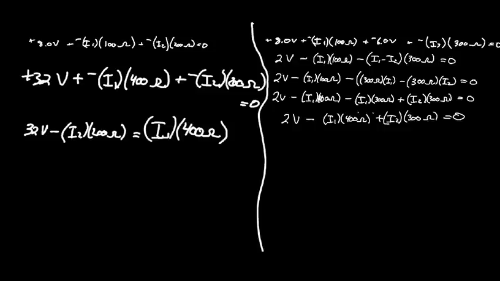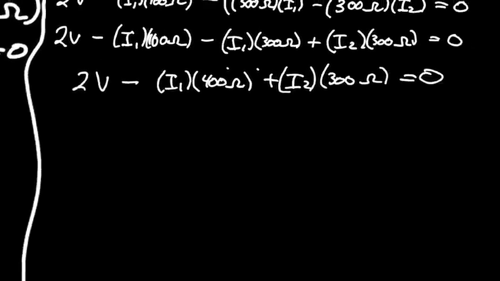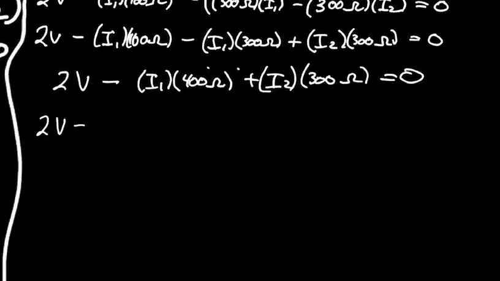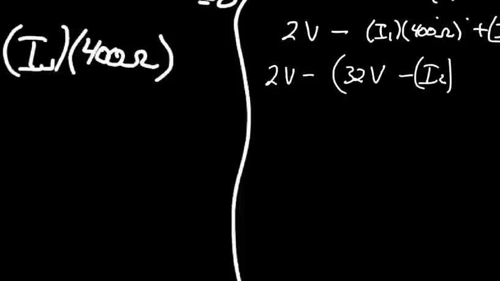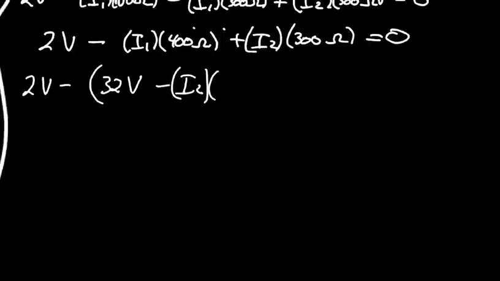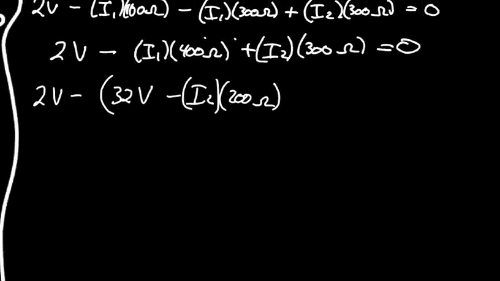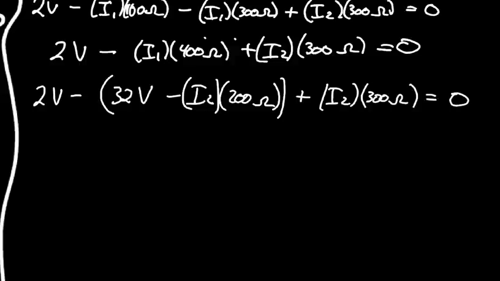Okay, and then on the right side I have I1 times 400 ohms in there. I'm going to replace that with 32 minus I2 times 200. So 2 volts minus 32 volts minus I2 times, I already forgot what I needed to plug in there. I2 times 200 ohms. Okay, so that's just taking the place of this I1 times 400. So then I also need to do the plus I2 times 300 that's up above. Equals 0. All right, I'm down to an equation with a single unknown, so let's finish this one out.